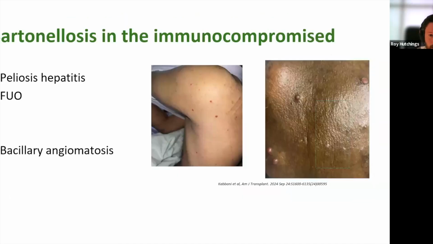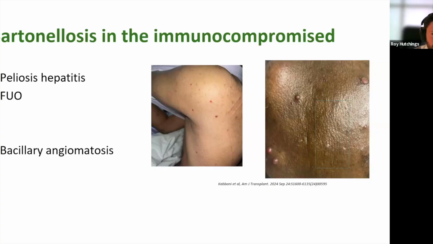When someone is moderately immune suppressed, more commonly you see fever of unknown origin and vascular disease like peliosis hepatis in the liver. But in severe immunosuppression, it often presents as a vascular proliferative disease, angiomatosis. And this results in these enlarged blood vessel lesions visible on the skin. And this seems to be a common presentation for this infection in solid organ transplant recipients.